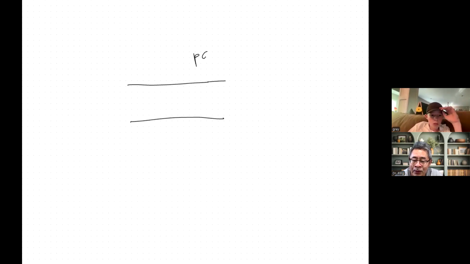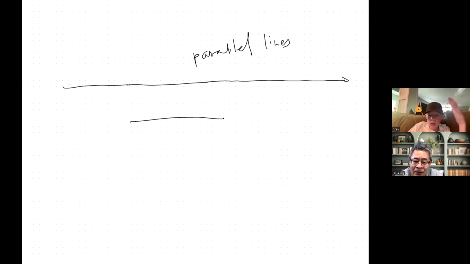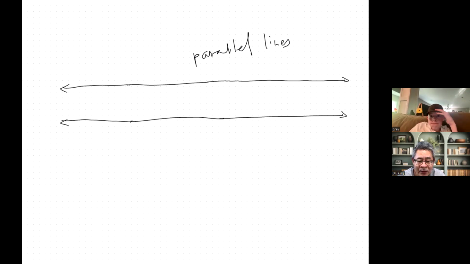All right. So this is something you probably have learned before. When we talk about two lines, how do we know two lines are parallel? Well, the definition is that if you have two lines and you extend them forever on both sides, and if they never touch, they never intersect, these lines are called parallel lines.